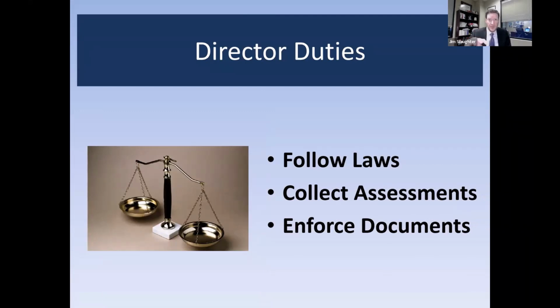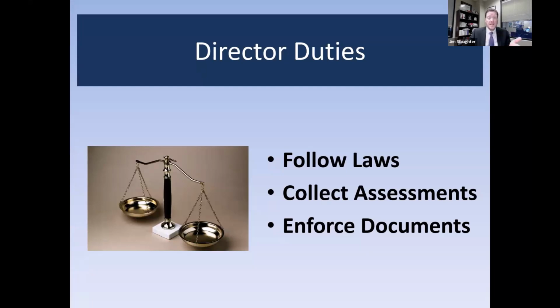When it comes down to it, and again, as I said earlier, I can't give legal advice except in North Carolina. Ian can give it in South Carolina. This is nonprofit law. I'm going to touch on it, but not spend a lot of time on it. In terms of what your duties are, you can boil them down to three things. One, as a director and a board of directors, you're supposed to follow the laws.